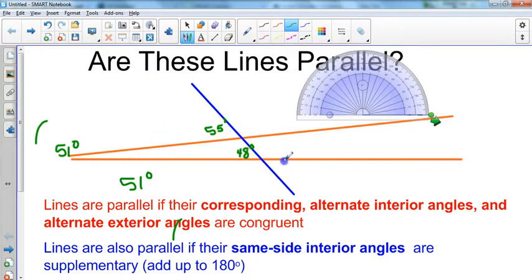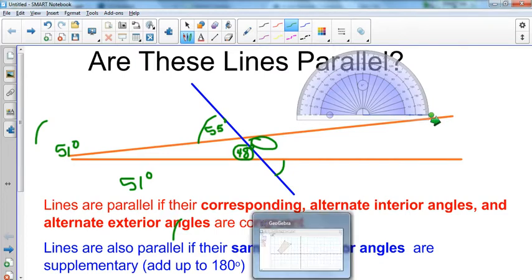I could have measured this angle and this angle to verify. I could have done alternate interior, like this angle here, and measured this angle here to check as well. But any of those angle pairs will show us whether lines are parallel or not.